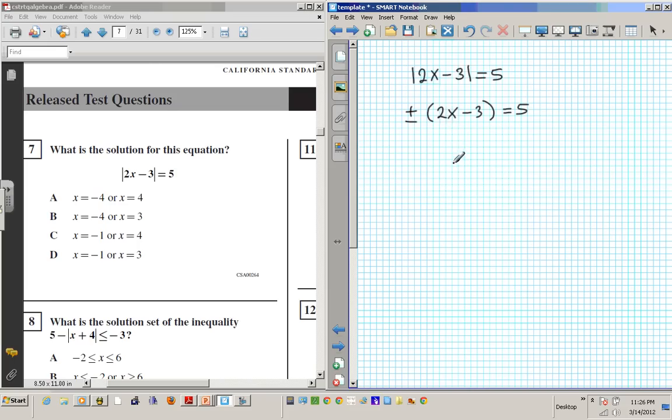Okay? So we're going to split this equation into two. The negative part and the positive part.